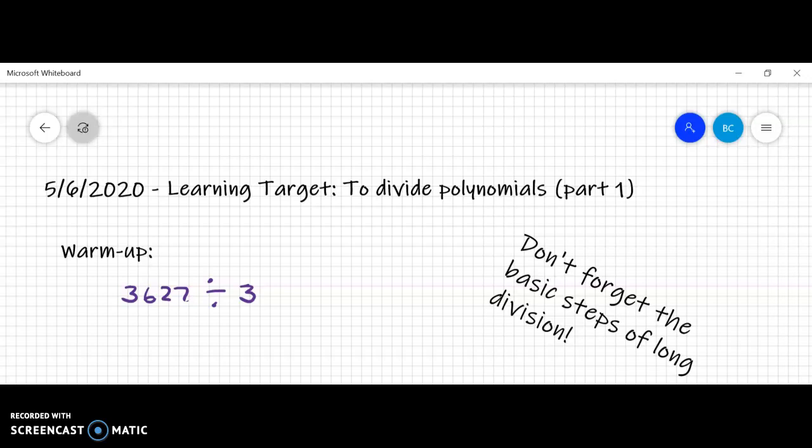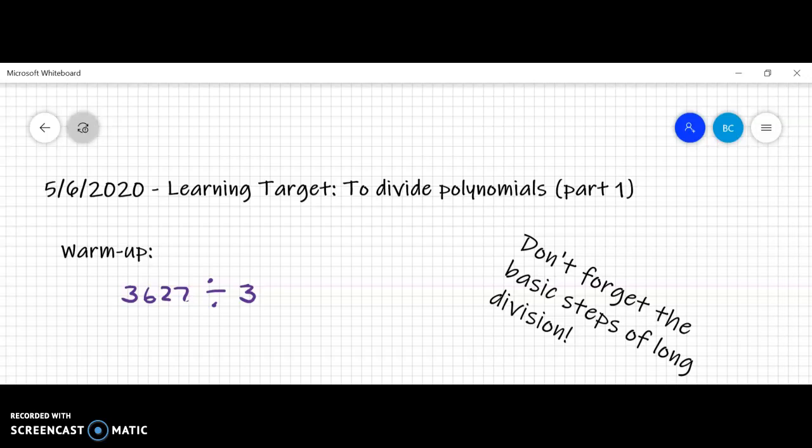Today's lesson is part 1 of dividing polynomials. I remember when I first learned how to divide polynomials and I looked at it and I thought it was the most difficult thing in the world. And then once I figured out how to do it, I realized that it was really pretty fun. So I hope that your experience is the same. Don't give up. Rewatch the video as many times as you need to.